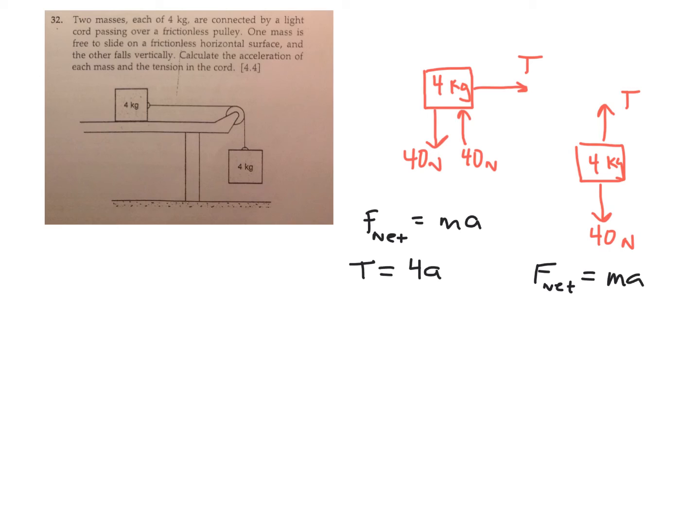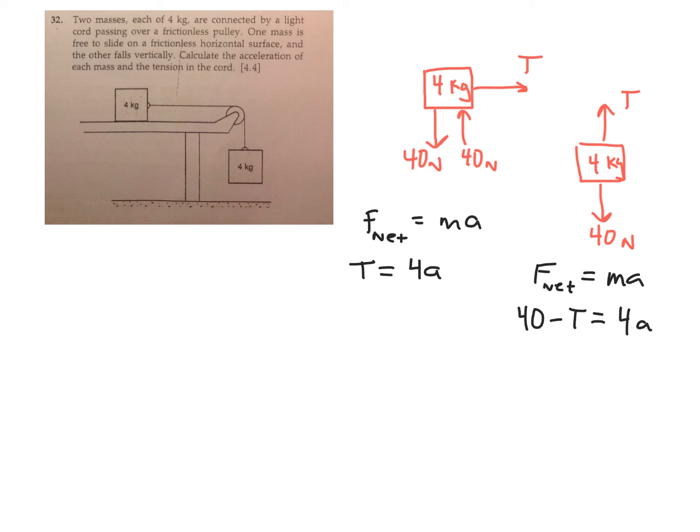Anyway, F net here is big force minus small force. Well, the 40 is going to be bigger than T because the whole system will accelerate down, or at least that mass will accelerate down. So F net will be 40 minus T equals 4A.